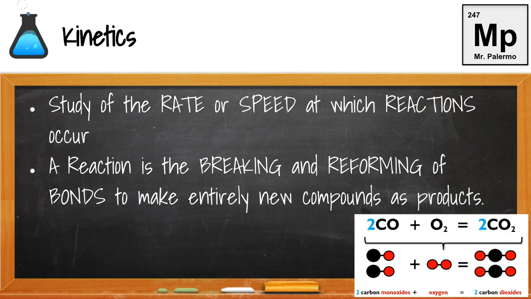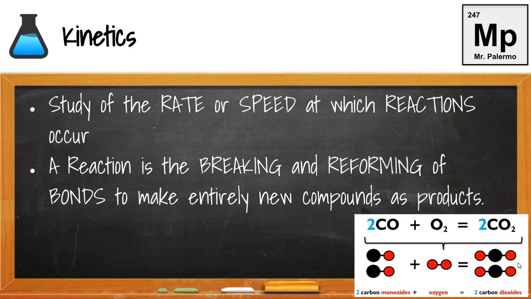which is called kinetics. And a reaction is the breaking and the reforming of bonds to make entirely new compounds as products, and these products will have different properties than their reactants. So an example here: when we form CO2 from our reactants CO, carbon monoxide, and oxygen, we have to first break these individual bonds between the C and the O and between the two oxygens, and then form new bonds when we make our product CO2.